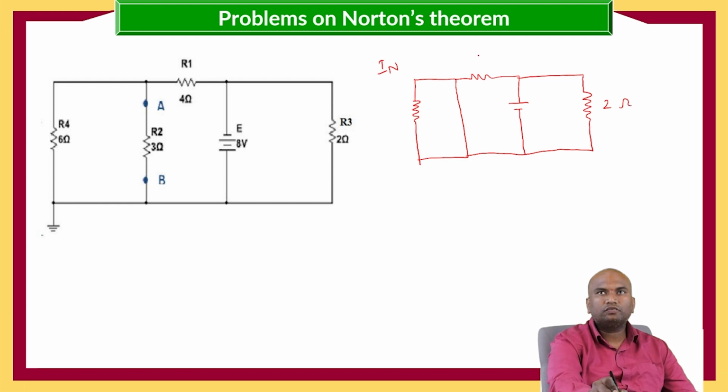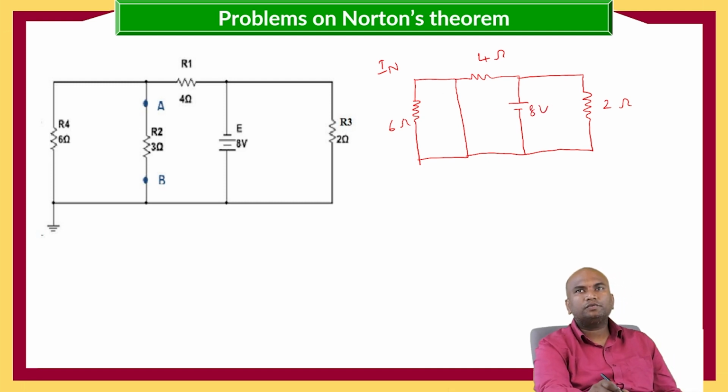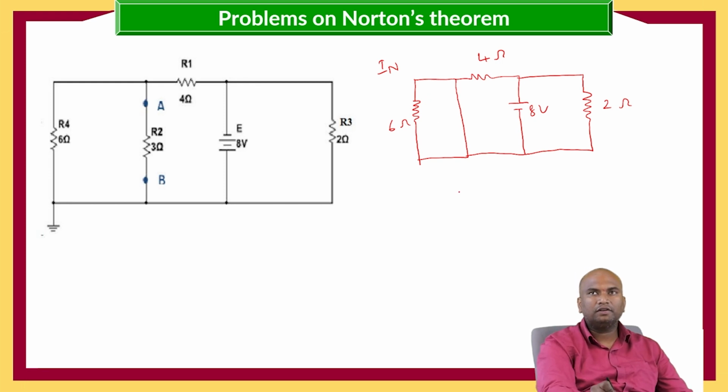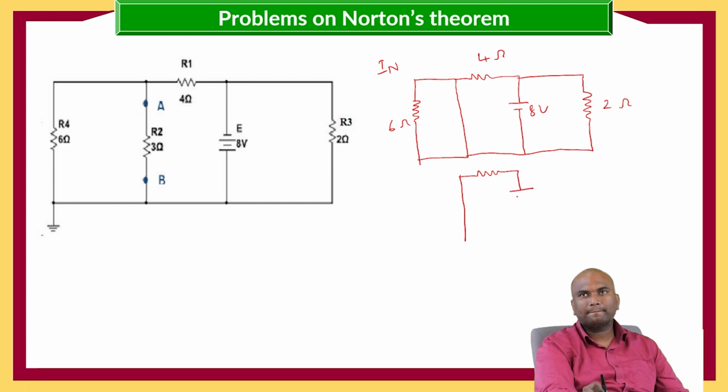2 ohms, 4 ohms, 6 ohms, and 8 volts. Here, the 6 ohms is connected in parallel with the short circuit, so this will be nullified. So our circuit will become 2 ohms, 8 volts, and 4 ohms. This is nothing but the Norton's current.